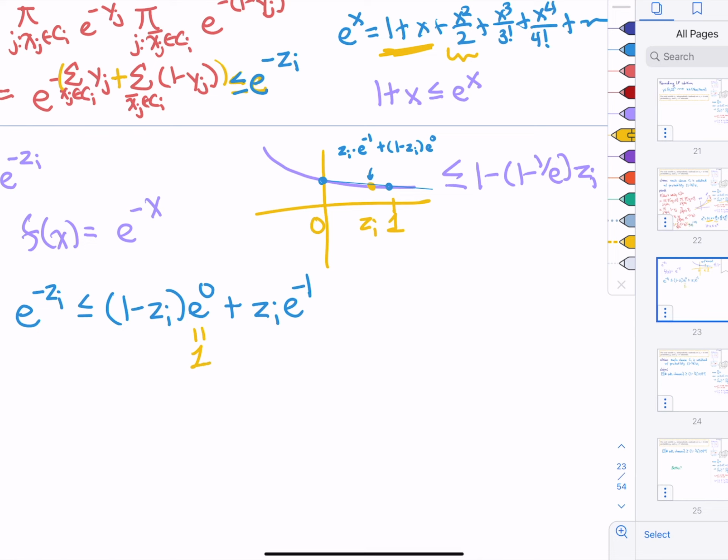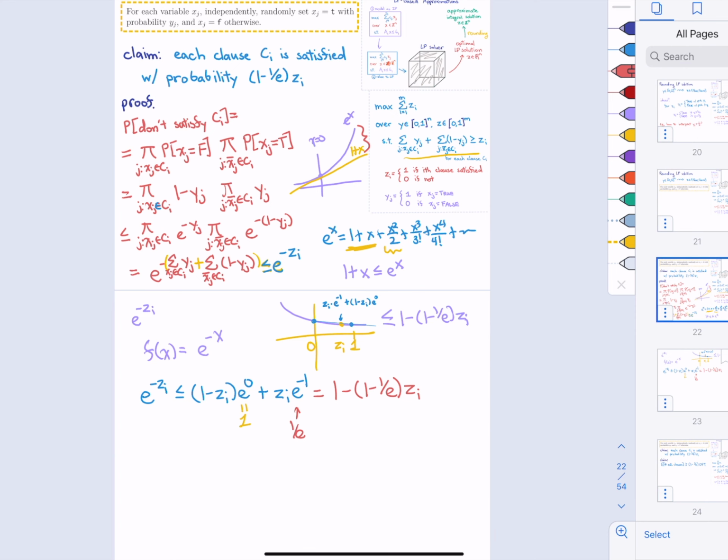So what do we get? We get something like, you guys can tell me if I'm wrong, 1 minus 1 over e zi. So just to remind you, e to the minus 1, of course, is 1 over e. Okay, so we add that together.